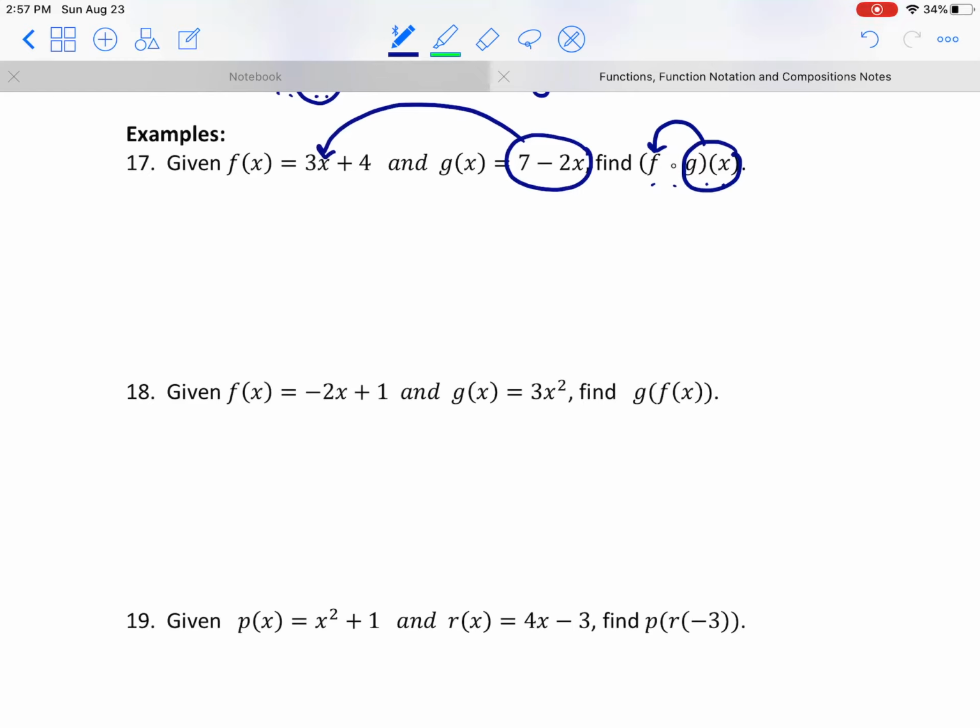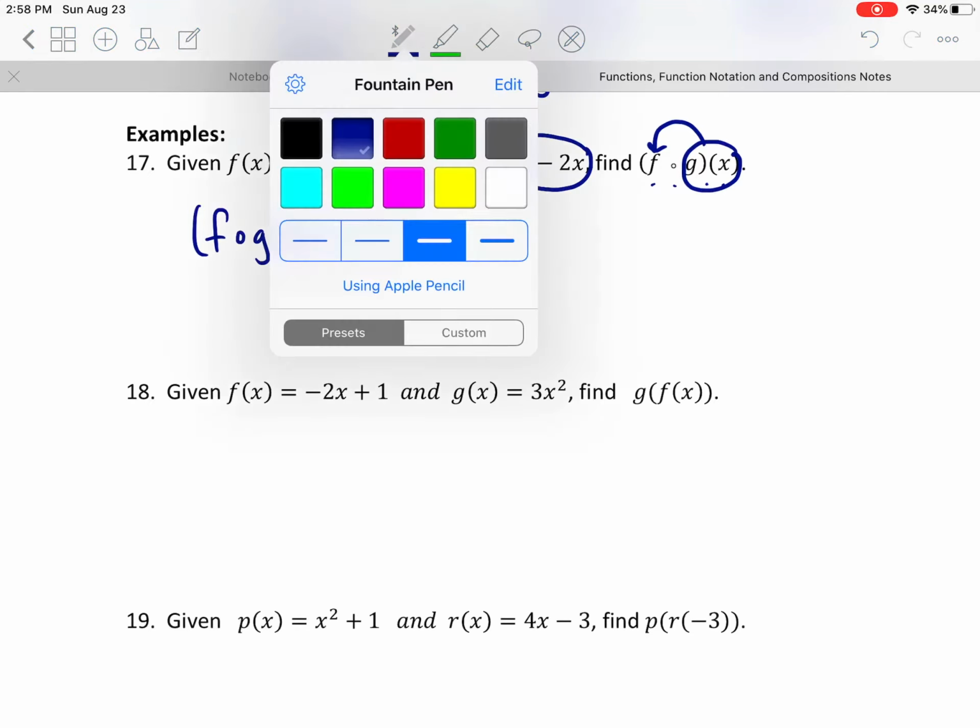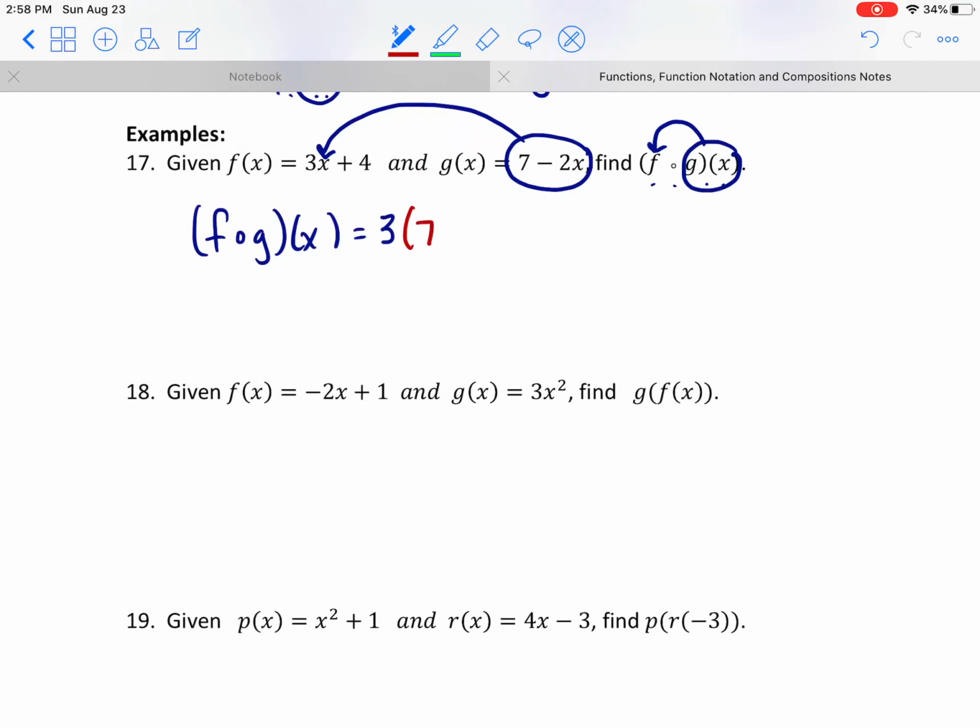And just like if we were finding, let's say f of 4, the 4 would get plugged in for the x. That's what's happening here. This entire function is going to get plugged in where x is. So f of g of x is going to equal 3 times, in place of x, we're putting in g of x, which was 7 minus 2x. And then we still have the plus 4 at the end. Okay, and now it's just simplifying from here.